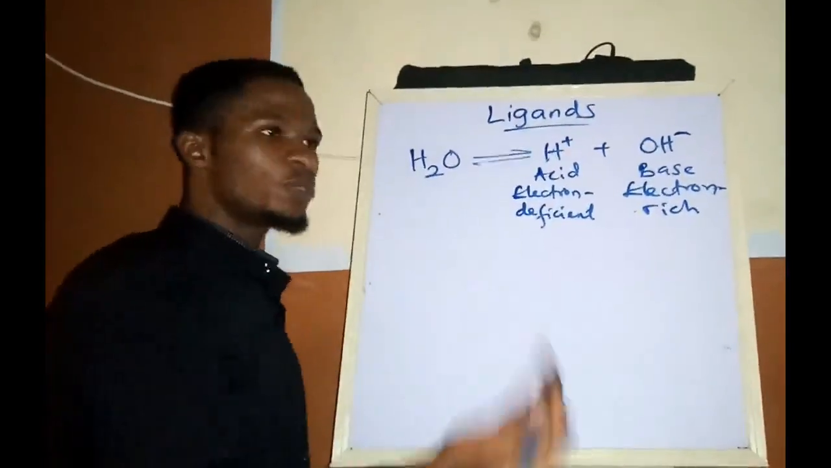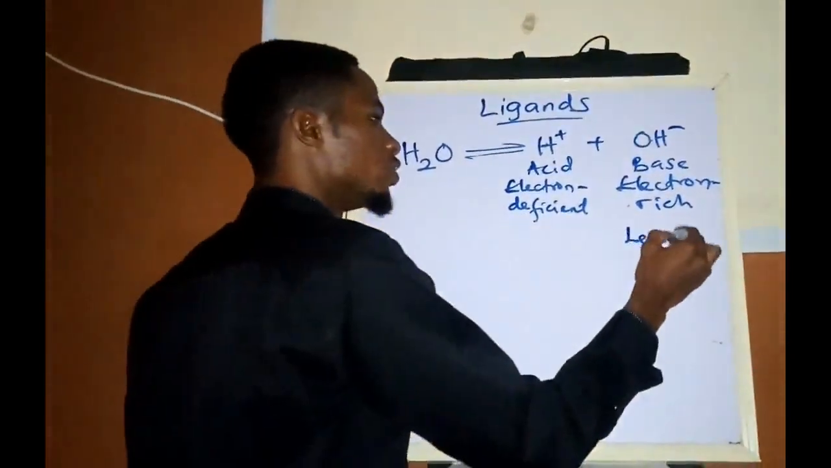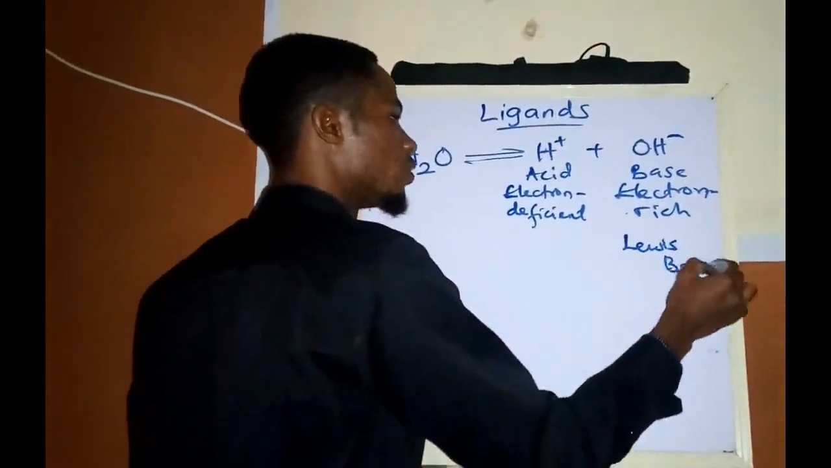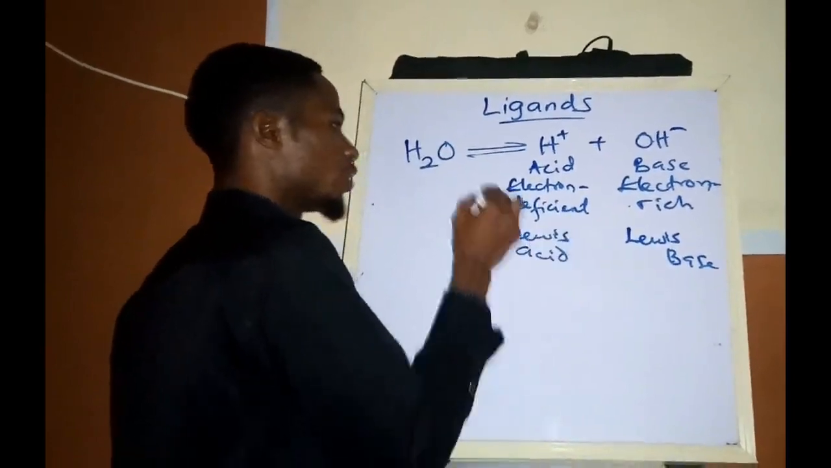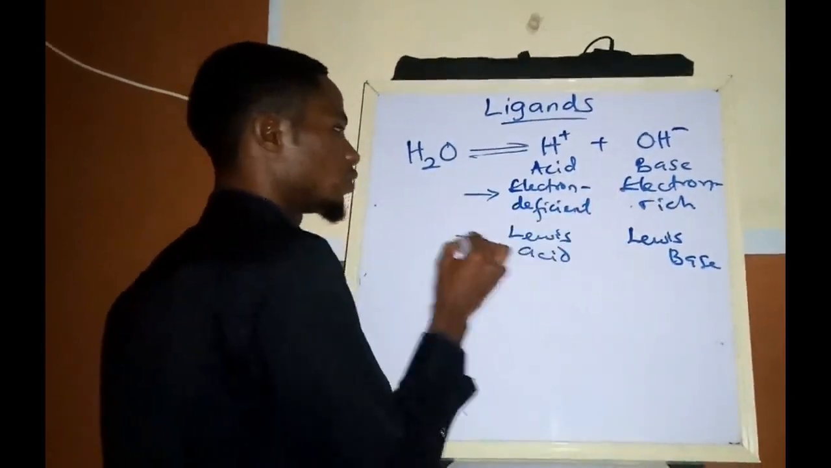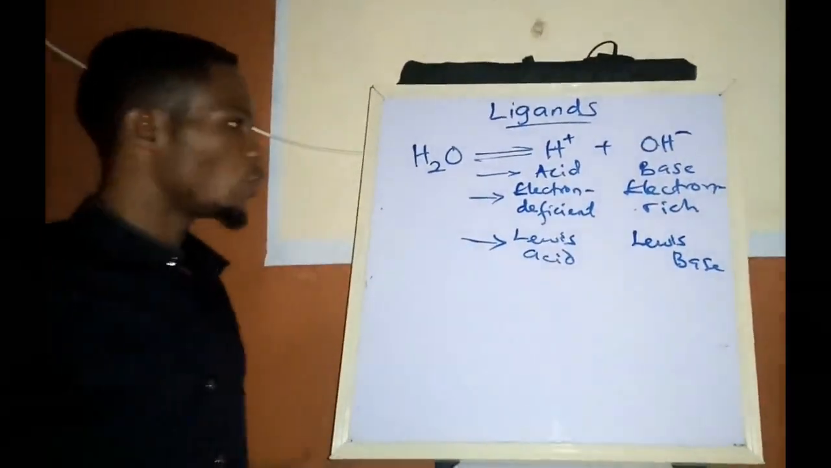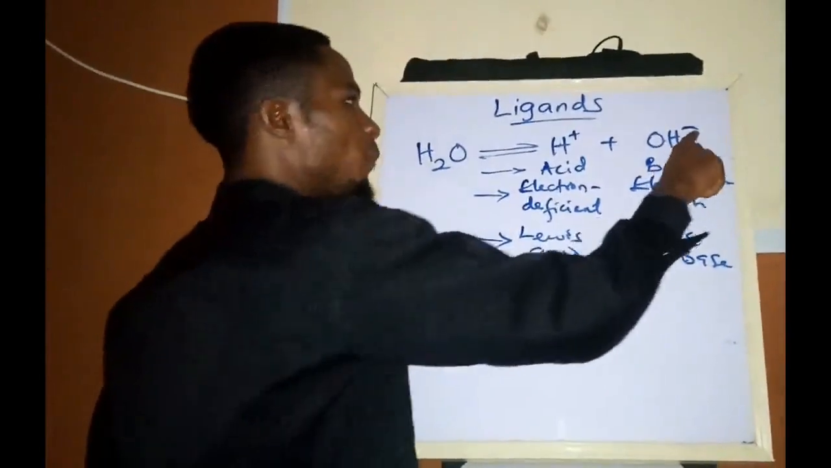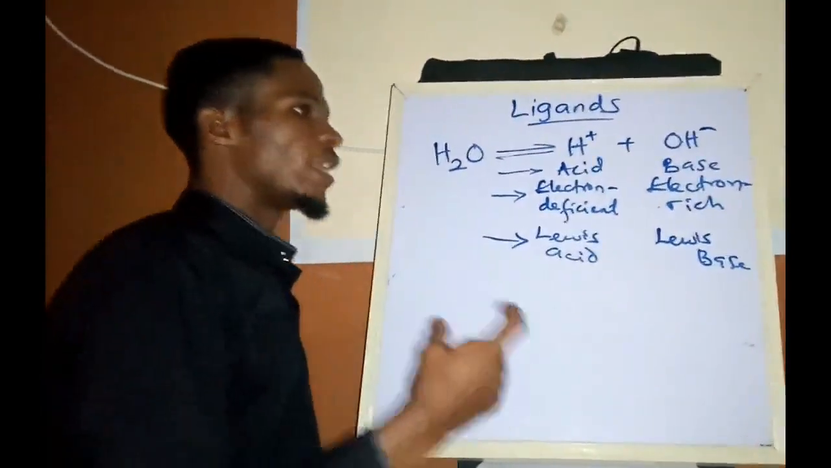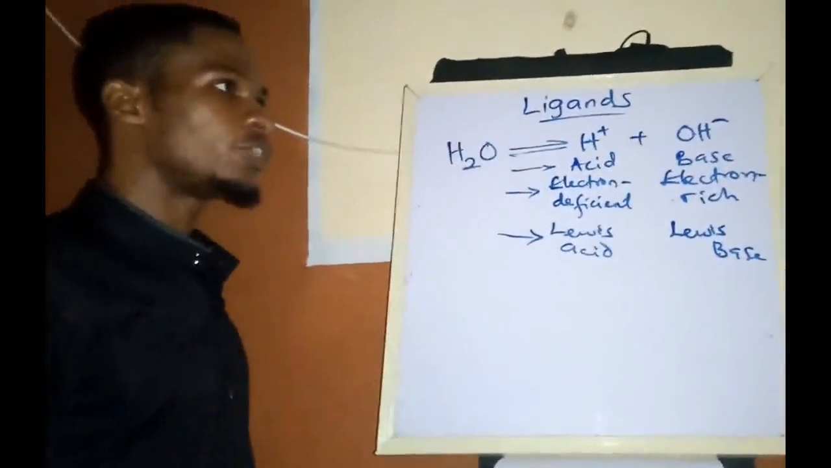And Lewis bases, they are electron donors. So this is our Lewis base, while the other way around is our Lewis acid. I think we now get that. A Lewis base can donate unpaired electrons, but a ligand will donate pairs of electrons.